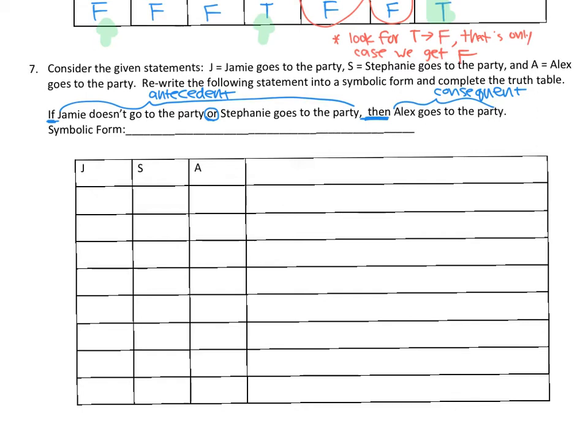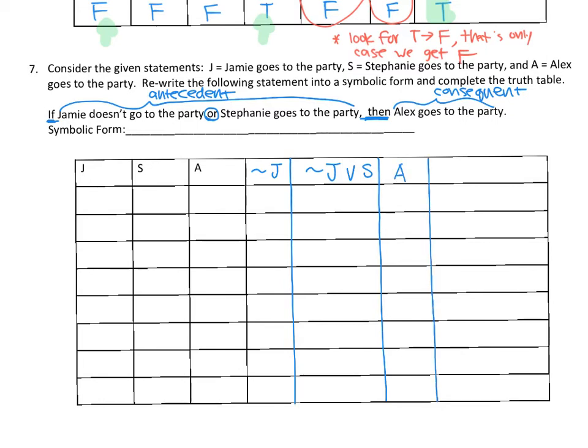So here, I'm going to make an extra column. I need Jamie doesn't go to the party, so the negation of Jamie, so not Jamie. And then Jamie doesn't go to the party, or Stephanie goes to the party, so I need that column also. Not Jamie or Stephanie, so I need that column. So that's my antecedent column. And then I need my consequent column, which is Alex, so A. I'm just going to rewrite that.